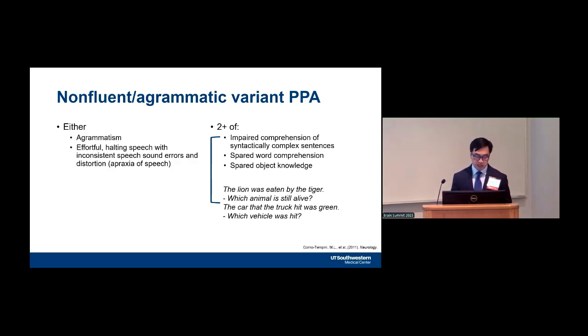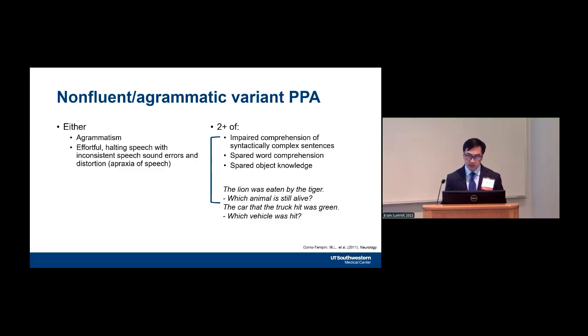A more simplistic structure of a sentence would say, lion eats tiger. So they would think, well, then the tiger's dead, the lion's still alive. But this sentence structure is a little bit more complex, and they may misinterpret that. Again, you can ask them if they can recognize words and objects.